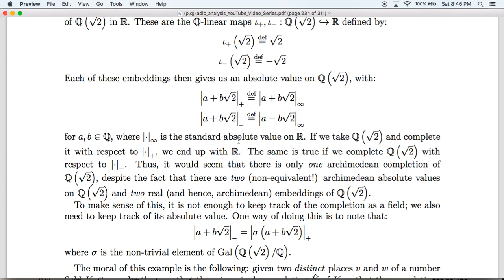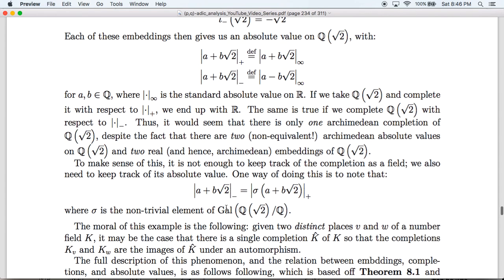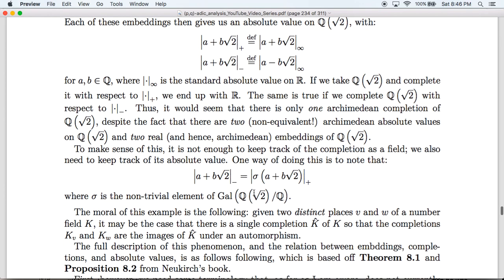So one way to do this is to note that although these are non-equivalent, they're not unrelated. The Galois group of Q root 2 over Q contains a single non-trivial permutation, which sends square root of 2 to negative square root of 2. And so in this case, the negative absolute value is the same thing as the positive absolute value precomposed with this Galois permutation.